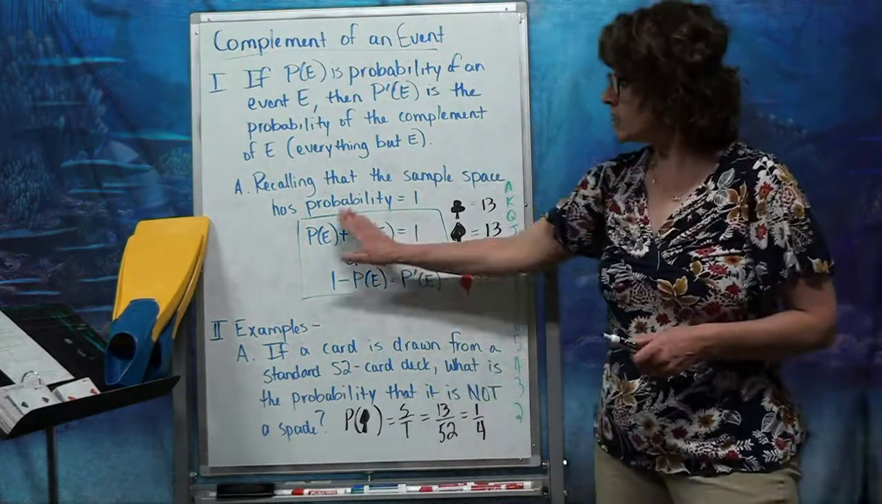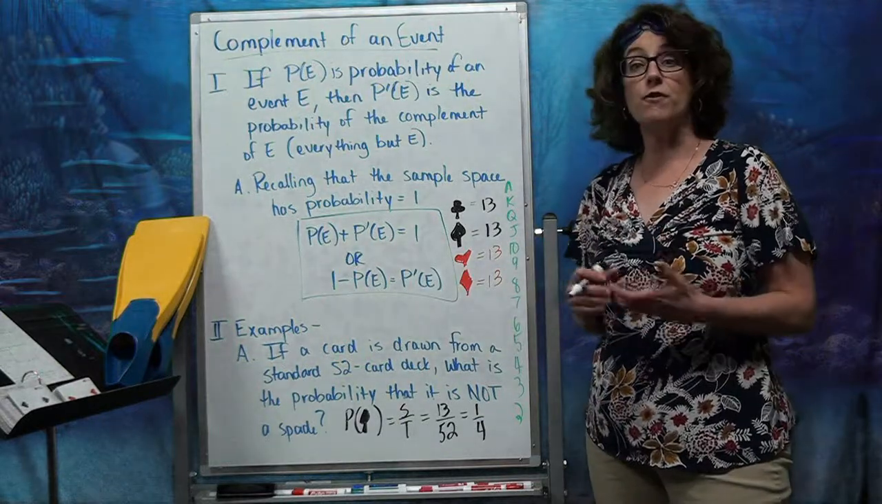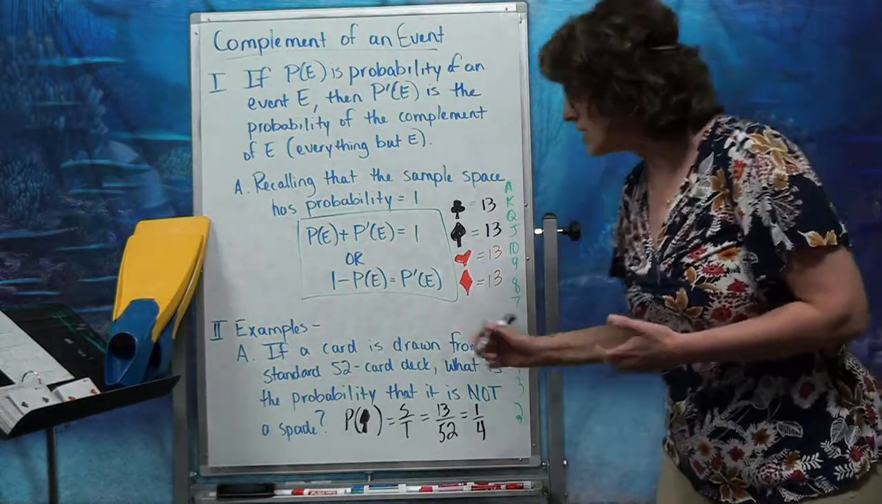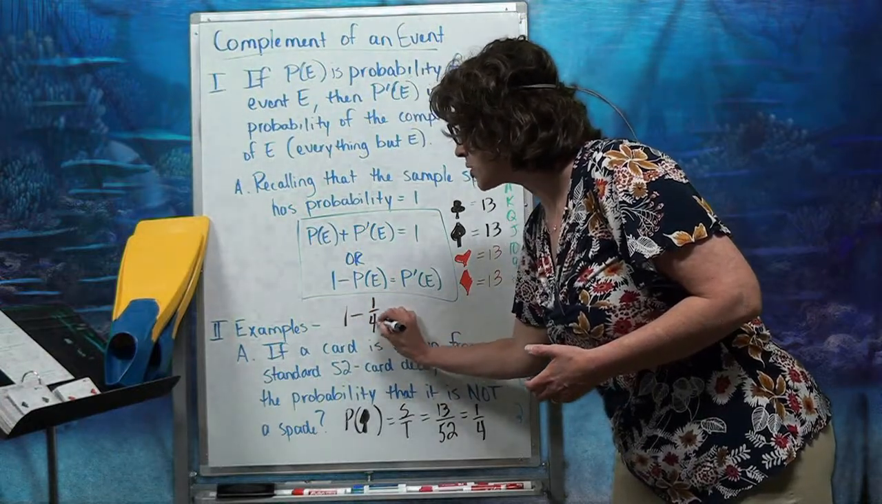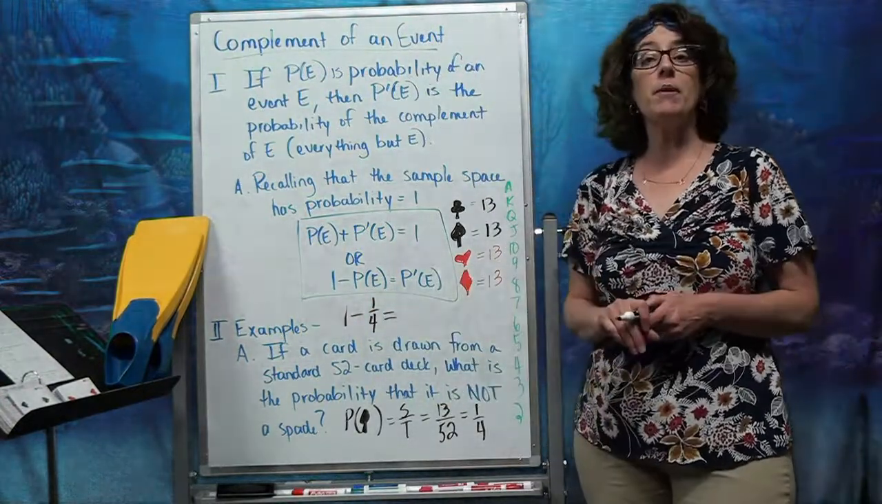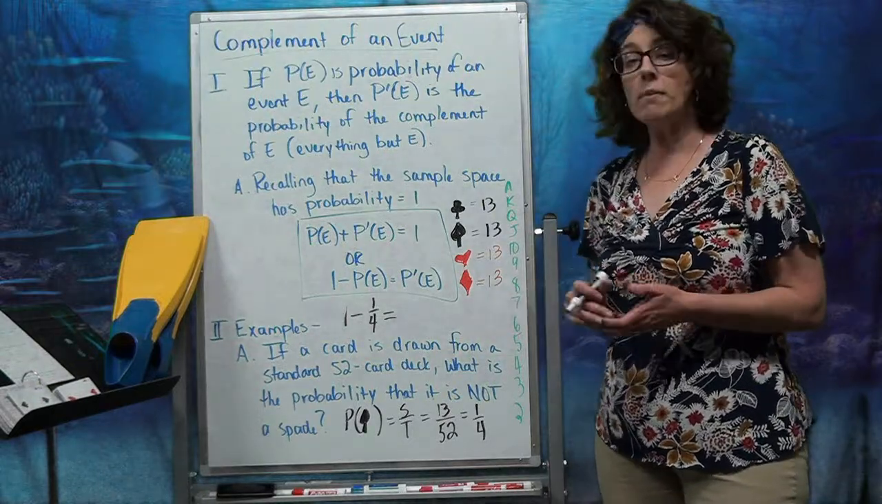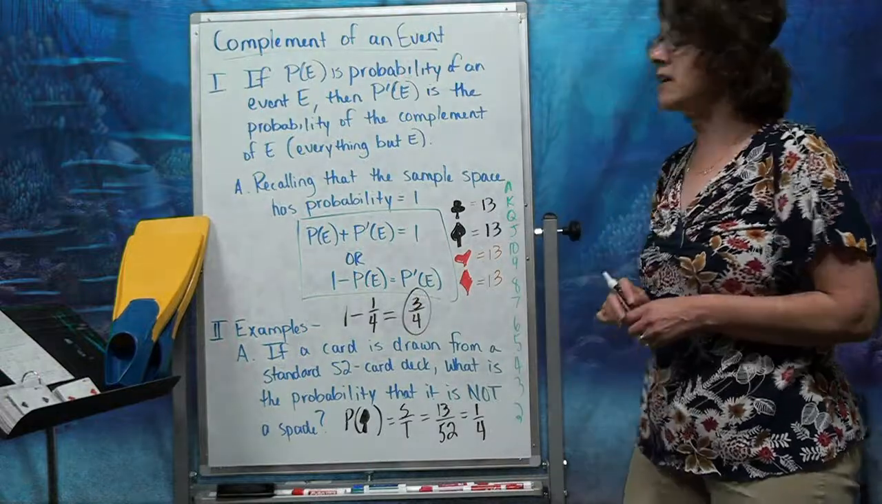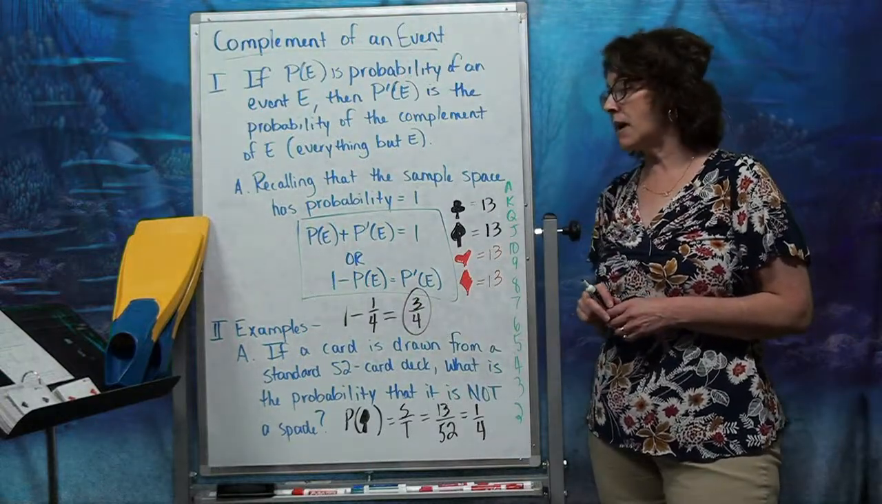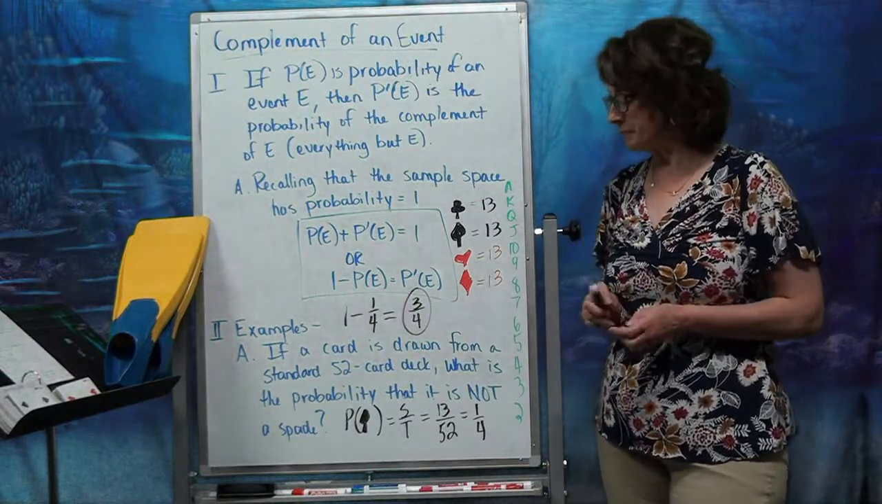And so now I'm going to use this idea of that complement to be able to figure it out. So I'm going to say, let's take that entire sample space of 1. Let's take out that probability that I'm talking about. That will give me the complement that I'm looking for. And if I take 1 minus 1/4, that gives me 3/4. So the probability of pulling something that is not a spade will be 3/4.